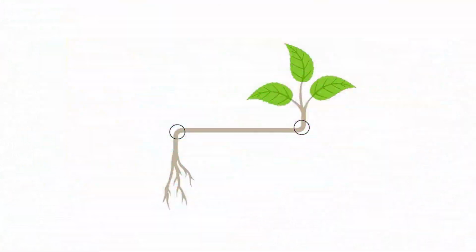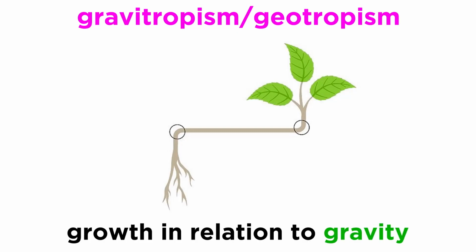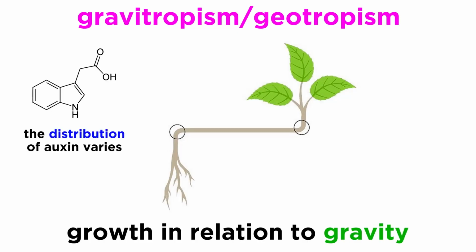Auxin is also responsible for much of a plant's sense of direction. Gravitropism, also known as geotropism, is growth in relation to gravity. The distribution of auxin within a plant's cells changes with the relationship between the direction of growth and gravity, helping the plant to grow correctly.